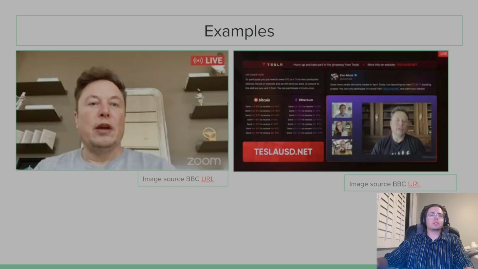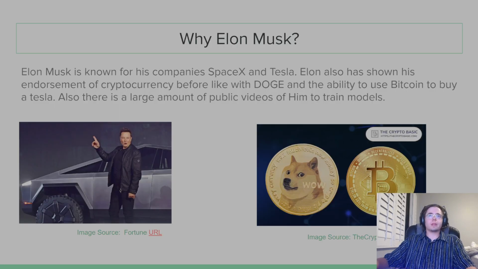So these are some examples. As you can see, the only thing you can really tell right away is the poor image quality. But watching the videos, it's kind of monotone. There's no life behind the voice, which to me is an immediate indicator that it is fake. And why Elon Musk? Because he owns companies like SpaceX and Tesla, and he's openly endorsed cryptocurrency before. There's also a large amount of public videos of him, making it easier and easier to create better and better deepfakes of him.